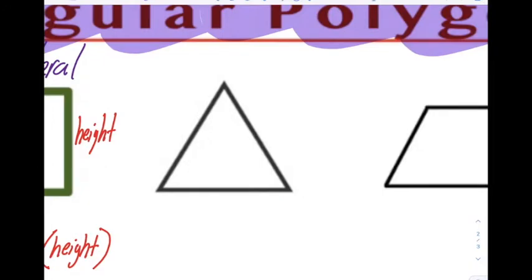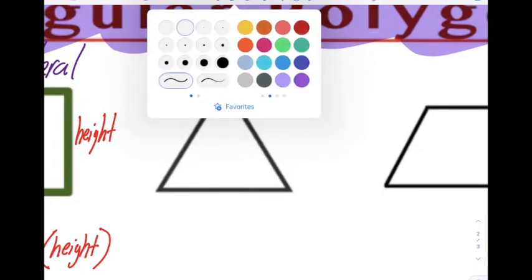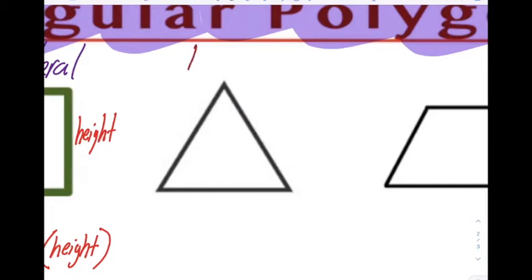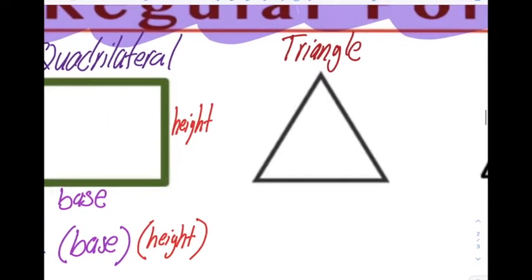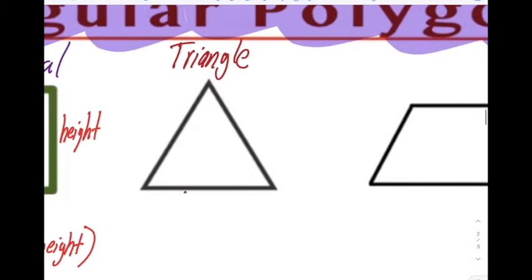Okay. So the next shape we have here is a triangle, of course. Now, a triangle also has a base, depending on how you position the triangle. But in this case, this is the bottom of the triangle. This here is the base, kiddos. Let me use the same color that I used for base over here. So this is the base of a triangle.